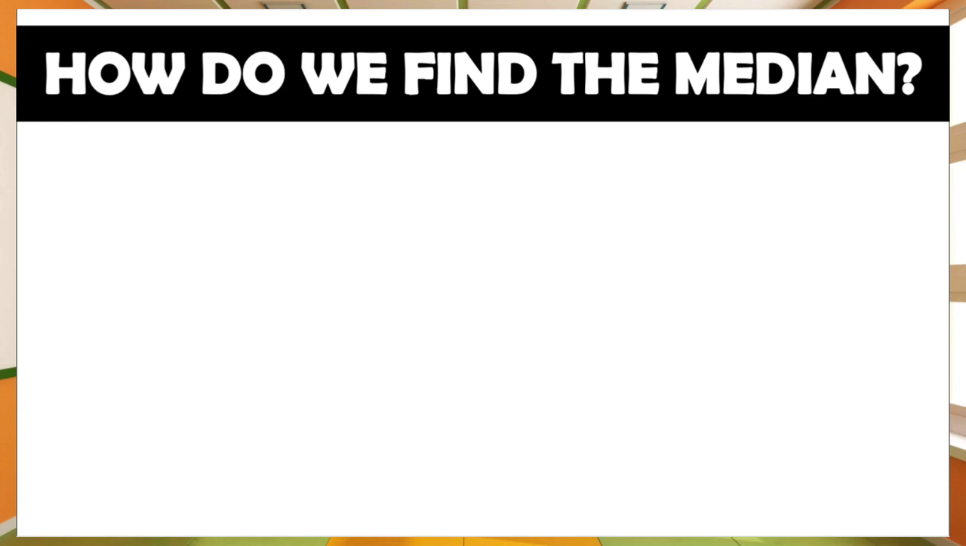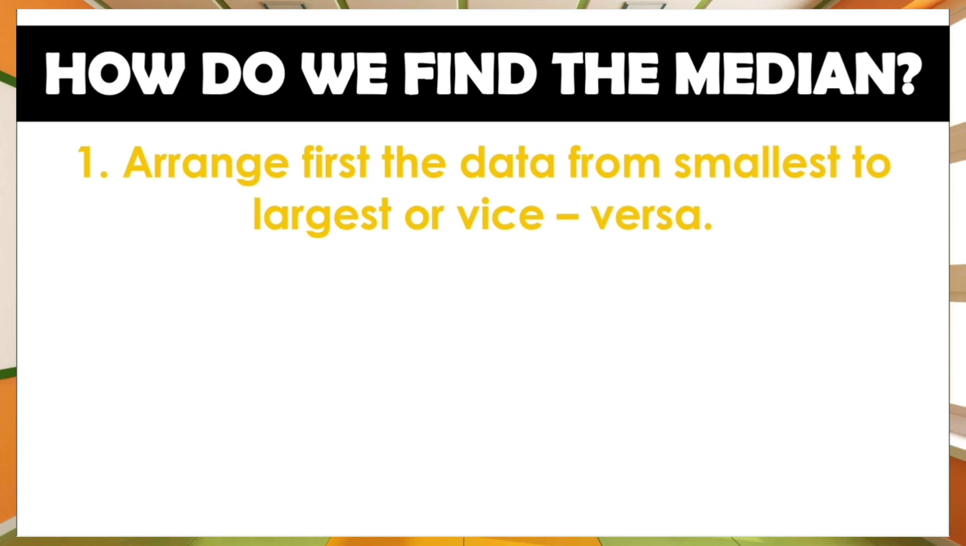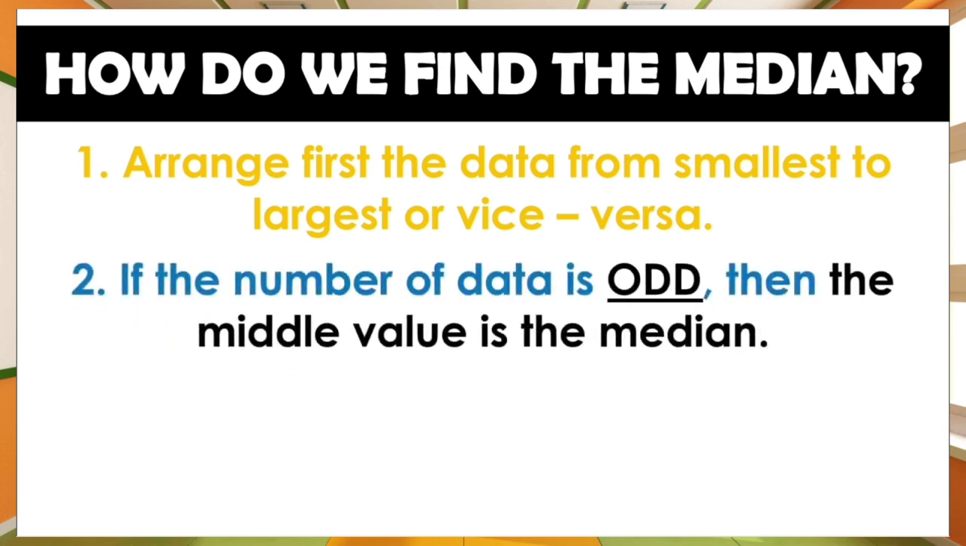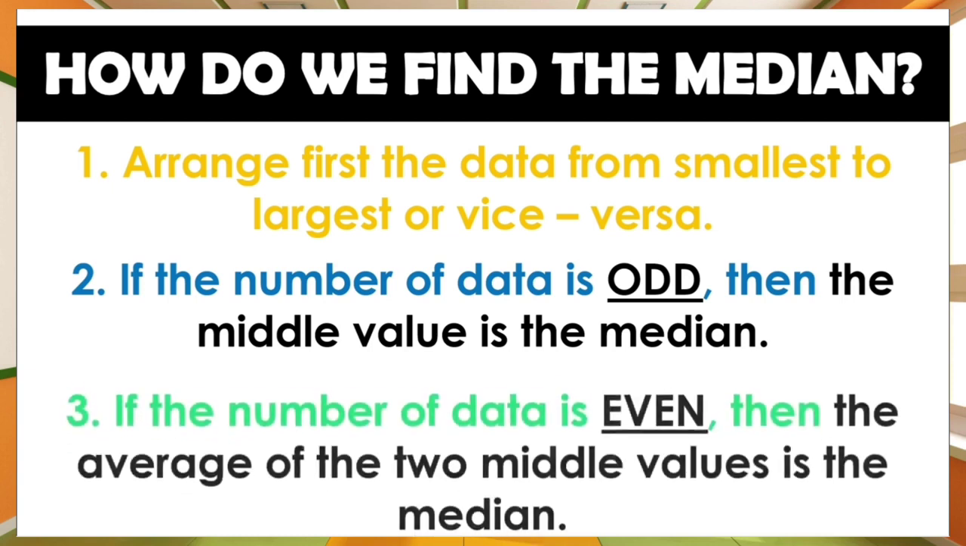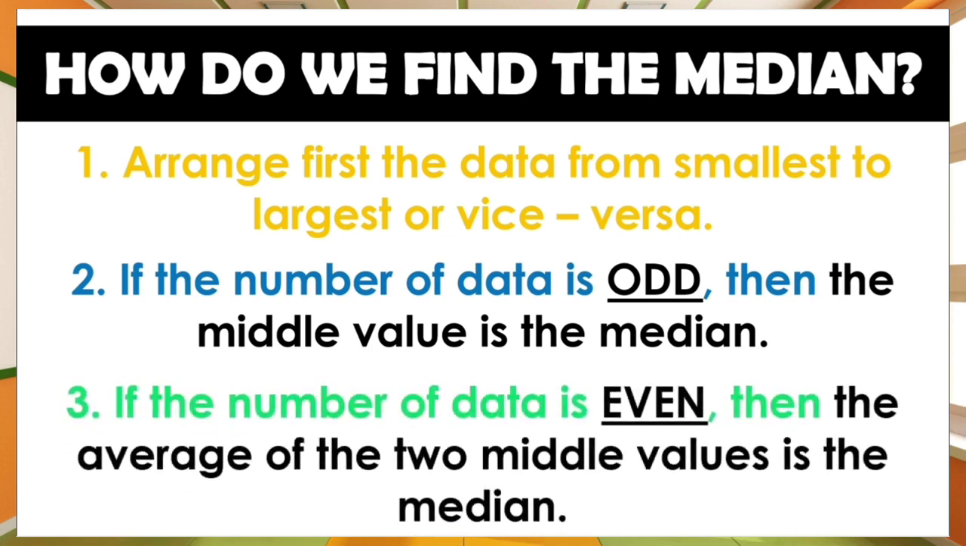Now, how do we find the median of a dataset? First, arrange the data from smallest to largest or vice versa. For the second step, we need to take into consideration the number of values or data that we have. If the number of data is odd, then the middle value is the median. If the number of data is even, then the average of the two middle values is the median.